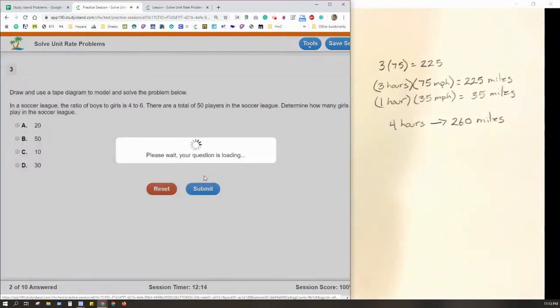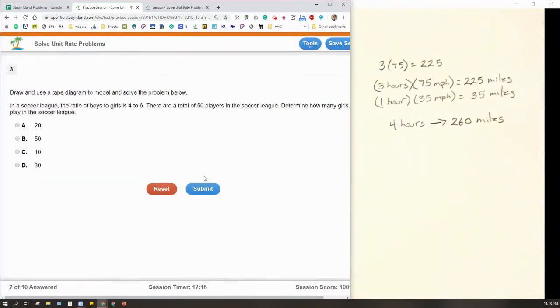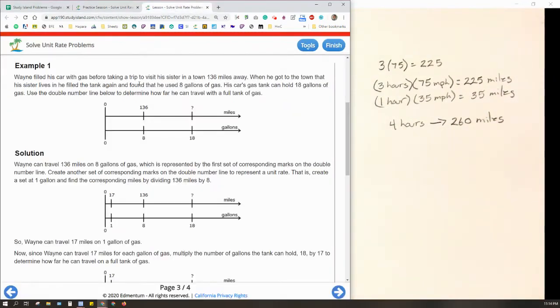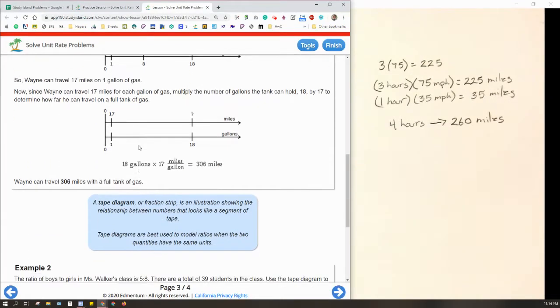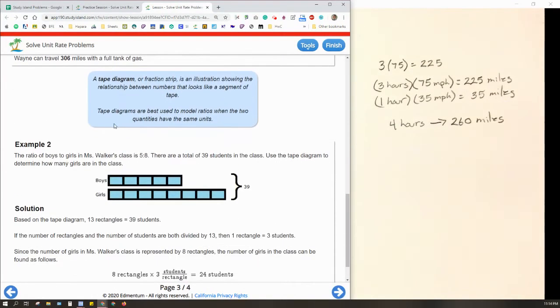Next problem. Number 3. Draw and use a tape diagram to model and solve the problem below. Oh, there's another term, tape diagram. What's a tape diagram? Well, let's look at the lesson. If we go back to the lesson on that 3rd page, scroll down past the example from the double line diagram, we find a tape diagram.